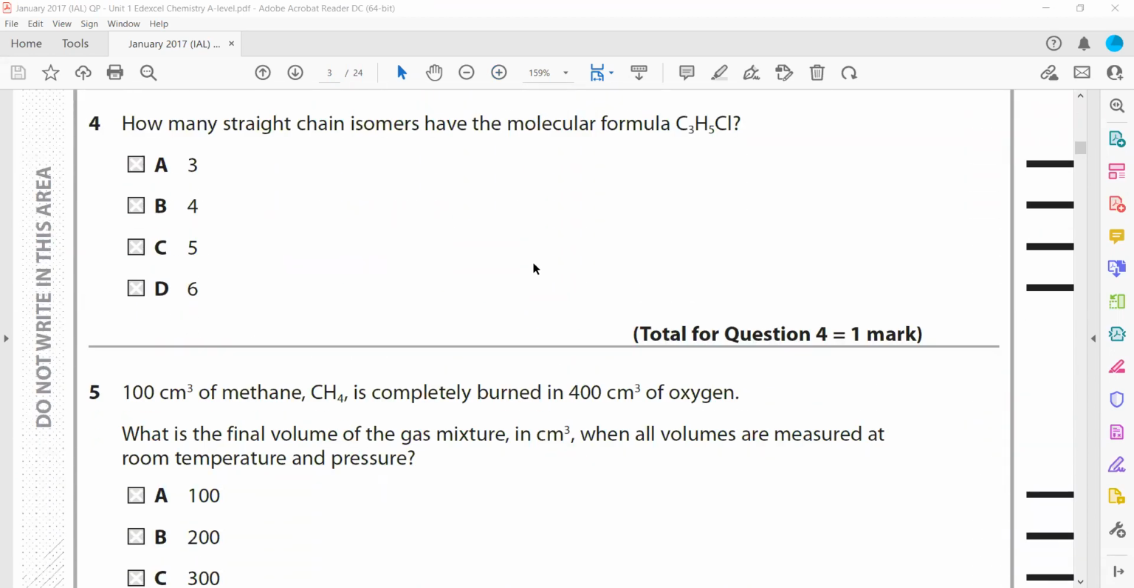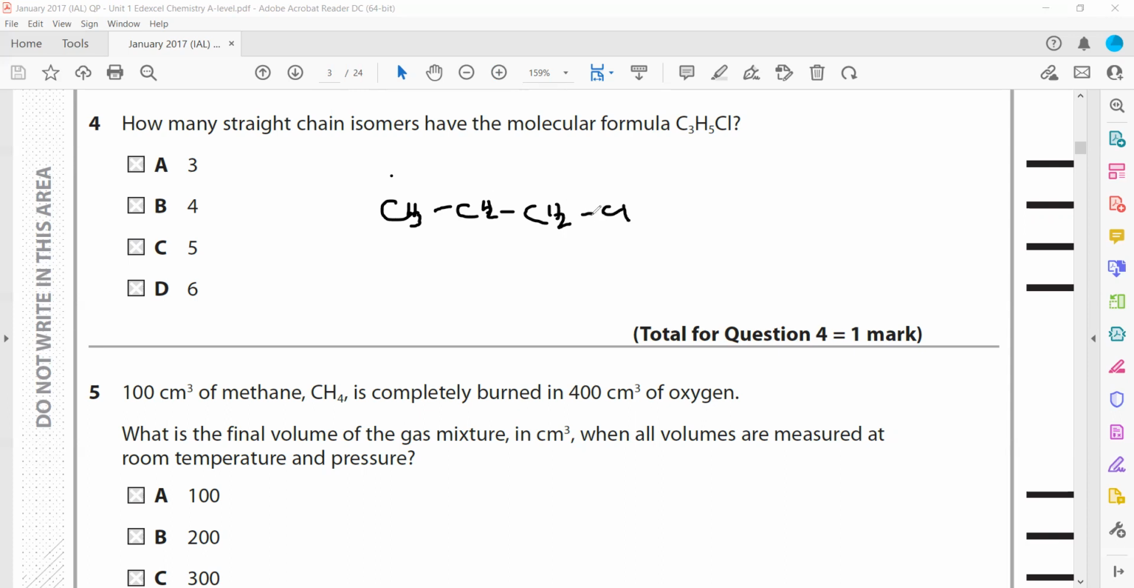How many straight chain isomers have the molecule of C3H5Cl? So you have to draw how many possible structures you can draw for this. So 3 carbon atoms are there. This will be CH3, this will be CH2, this will be CH2, and this will be Cl. This is one.